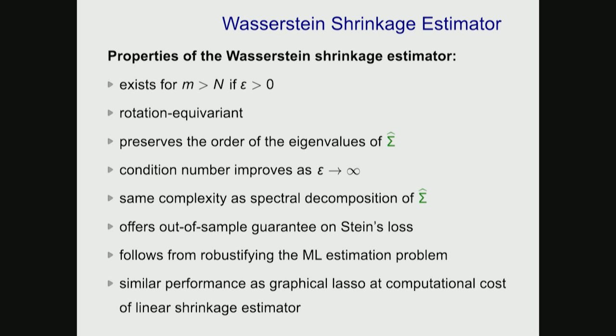So I don't show any numerical results, but we've seen in our paper that the estimator actually performs very well. It has similar performance as the graphical lasso estimator, but that one can only be computed by solving a high-dimensional semi-definite program. So you need an algorithm. Whereas our estimator is very easy to compute. It's not harder to compute than simple linear shrinkage estimators. So that is a very good property.